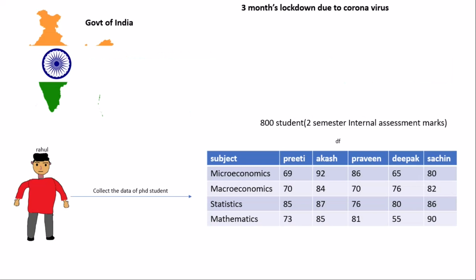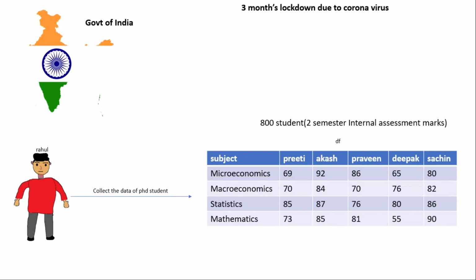This is Rahul, and he collected the data of PhD students, and this is the data set. I will explain about this data set. In each column there is one student, and there are 800 students, and it is the marks of the second semester internal assessment.